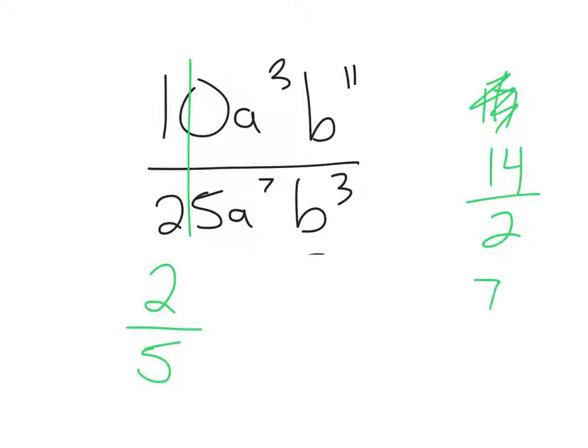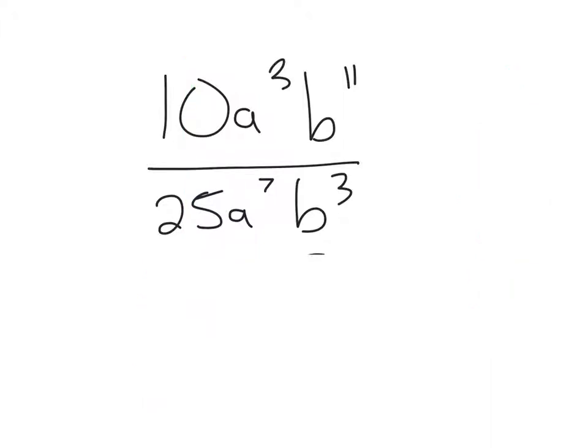14 divided by 2 is 7. 2 divided by 2 is 1. 7 over 1 is the same thing as 7. So that's why we just simplify that to that. Okay, let me get that out of the way. Oh, whoops. So this was 2/5.